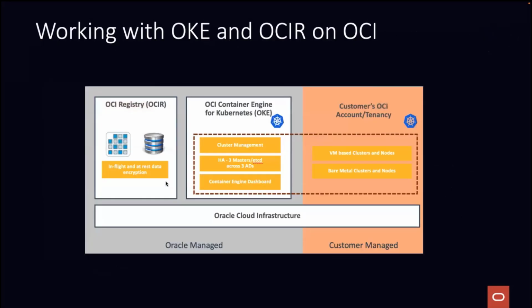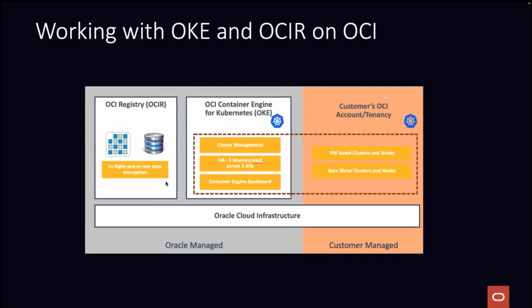When we are working with OKE, we definitely work with OCIR. The gray shaded area is the function that Oracle manages for the customers, including the registry, the image storage and the container engine, which is managed Kubernetes. For the etcd and master node, Oracle manages the high availability setup for the customer. When you upgrade to a new version of Kubernetes, it is also supported in the container engine dashboard within the OCI console.